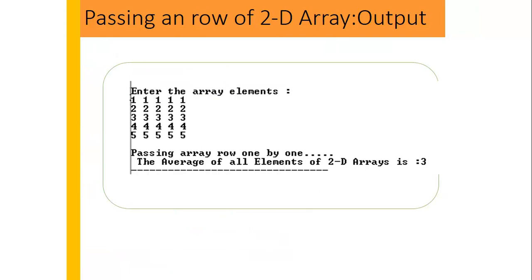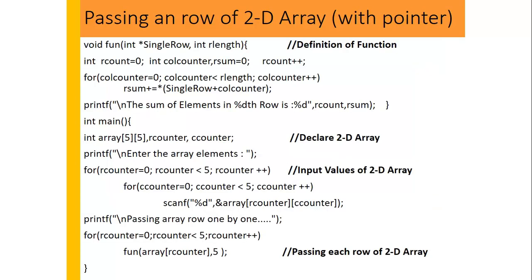Suppose you take the same inputs, 1 1 1 and so on, 2 2 2, 3 3, 4 and 5. Now if we add all of them and divide by 25, 5 into 5, right, the number of elements is 25, so we get an average of 3. That is the answer. Now let's pass a row of a 2D array with a pointer.